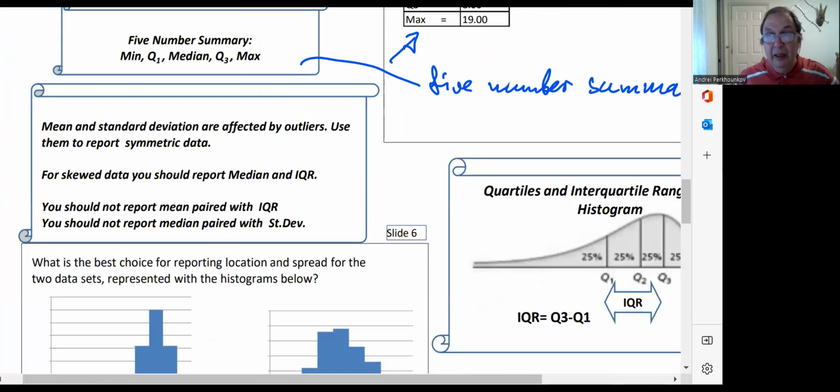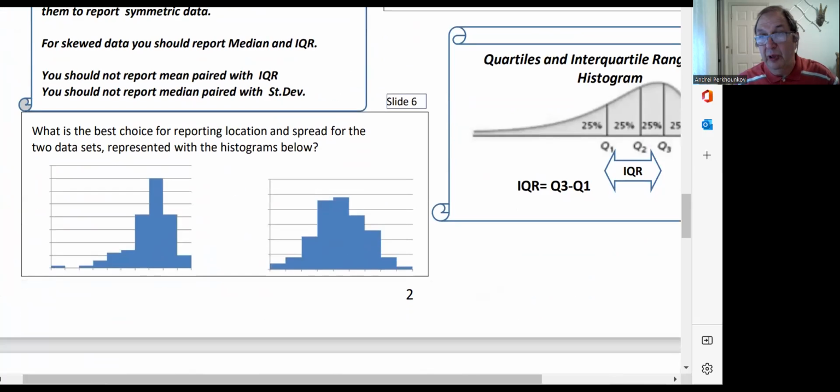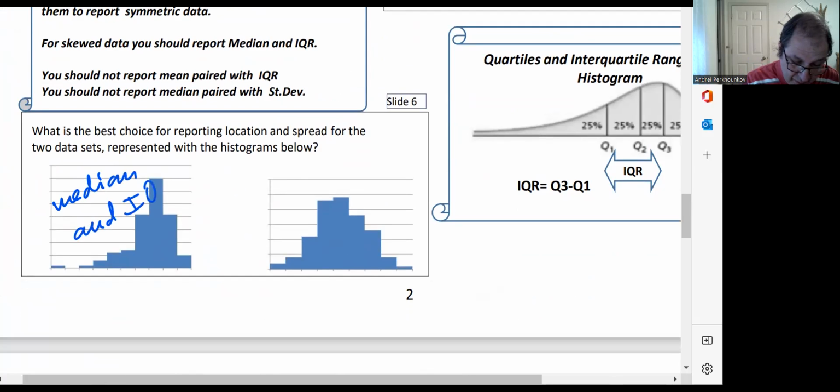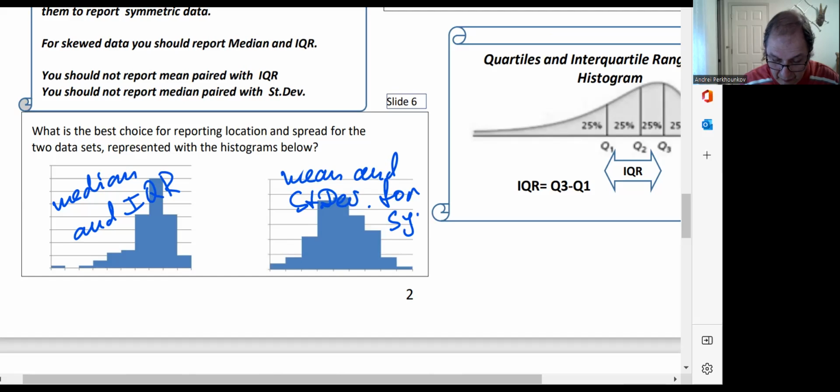Okay. So now, of course, what we learned is that you need to use median and IQR for skewed distributions, and mean and standard deviation for symmetric. And this is for skewed.